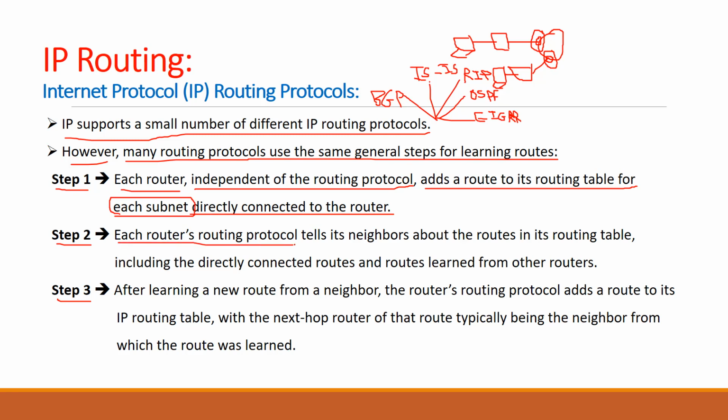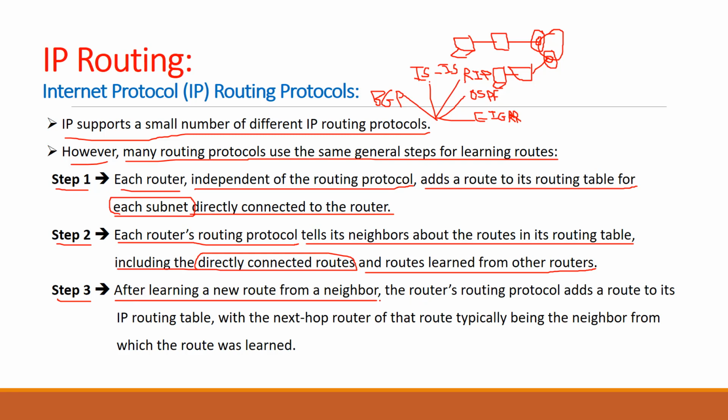Each router's routing protocol tells its neighbors about the routes in its routing table, including the directly connected routes and routes learned from other routers. After learning a new route from a neighbor, the router's routing protocol adds a route to its IP routing table, with the next hop router of that route typically being the neighbor from which the route was learned. Let's give an example.